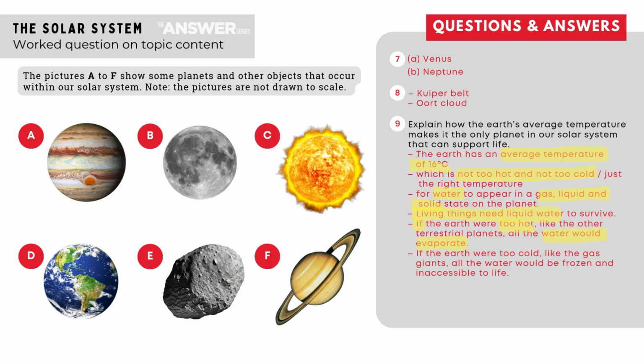If the Earth were too hot, like for example all the other terrestrial planets, then all the water would have evaporated. And if the Earth were too cold, like the gas giants, then all the water would be frozen or inaccessible to life. So it's really about how the temperature range allows for water and how that water then can sustain and support life. So there you have it, a typical exam question based on the content covered in this topic. It's not nearly all the types of questions you can see, but it gives you a nice overview of what to expect.